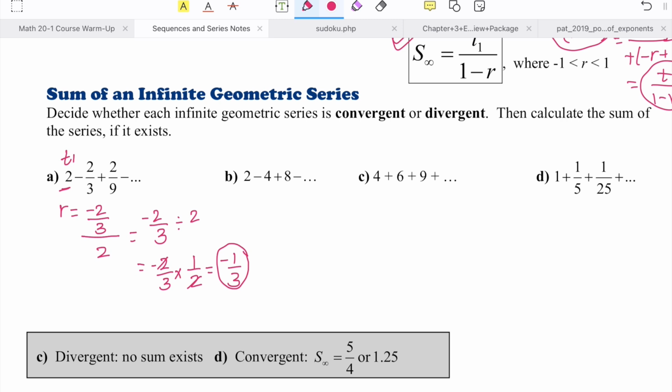Now, how can we tell if this is convergent or divergent? Convergent is when the ratio is between -1 and 1. Is this between -1 and 1? Yes, so it's going to be convergent.